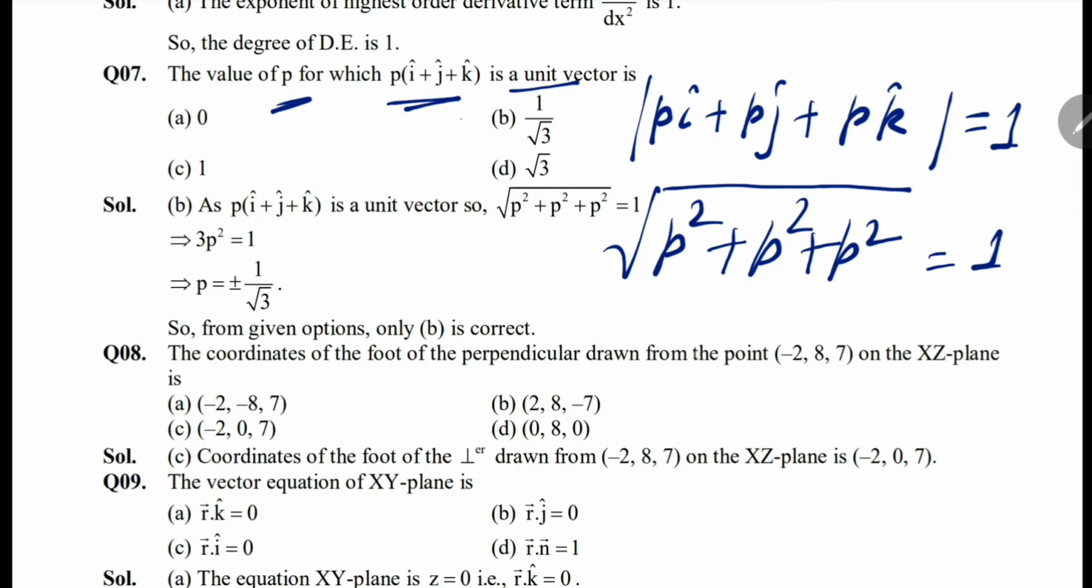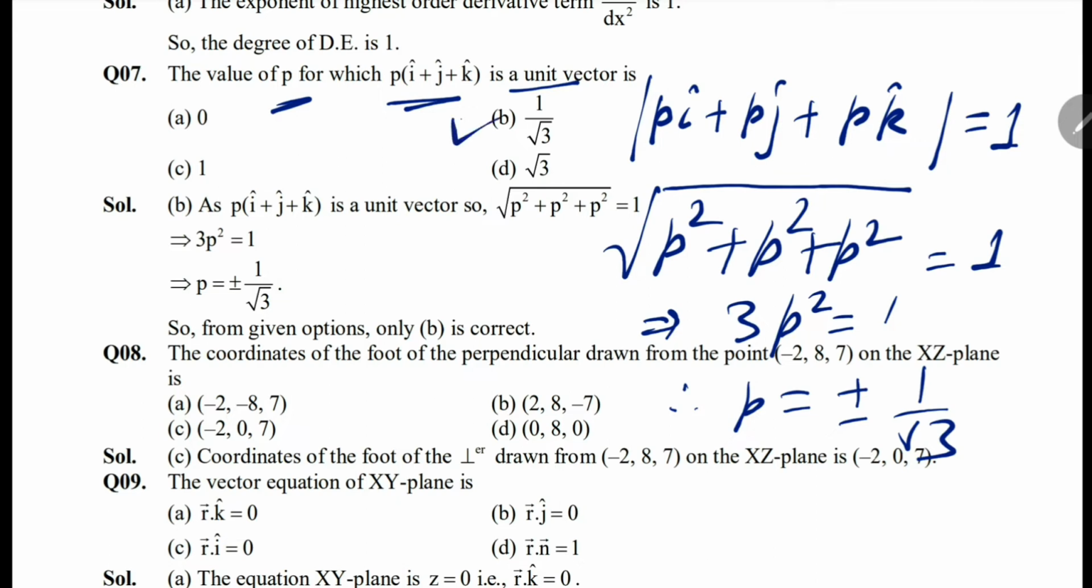So on simplifying this further, it will be 3p square equal to 1. Therefore p will be equal to plus minus 1 by root 3. From the given options, you can see option B is suitable for this problem because we don't have minus 1 by root 3. So we will select option B for this problem.